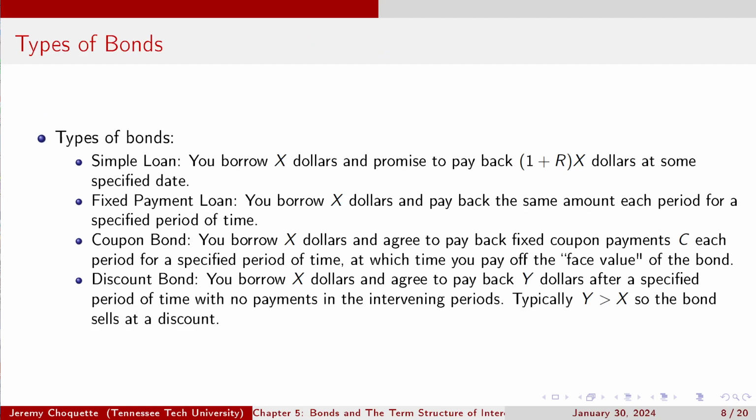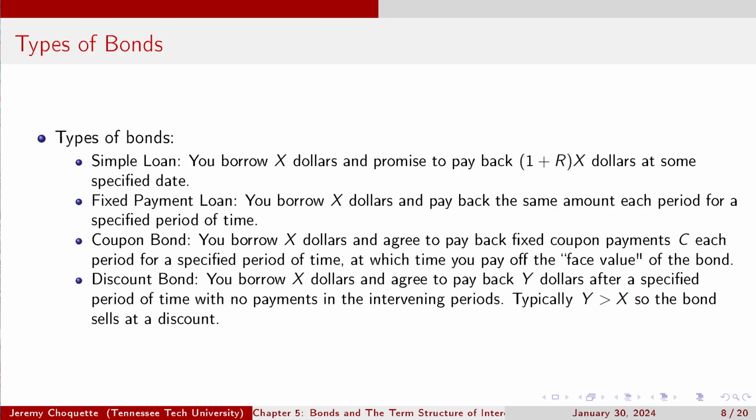So there are different types of bonds. One, there's a simple loan, where you borrow a certain number of dollars and you promise to pay 1 plus R times that number of dollars back at some specified date. So, you borrow $100, you have to pay it back next period, 5% interest, you pay back $105. That's a simple loan. There's a fixed payment loan where you borrow, say, $100 and pay back that same amount each period for a specified period of time. That would be something like a car payment, right? You buy a $20,000 car, you have to pay $400 a month over however many months, something like that.